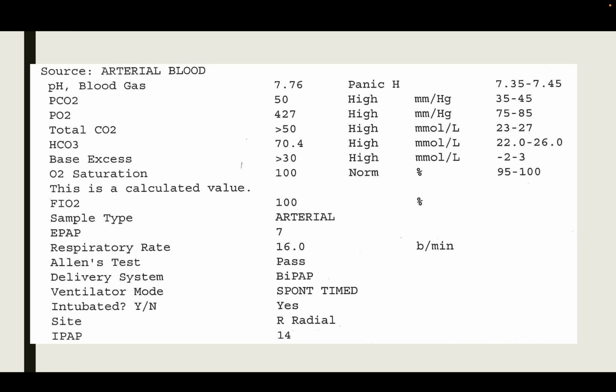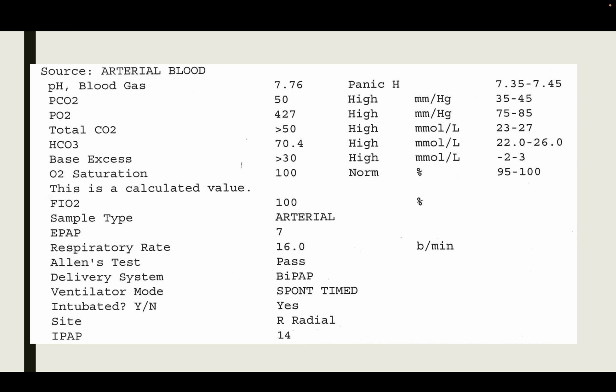So CO2 and bicarb are both high. They're both wonky. So which one's the culprit? Which one makes sense with that pH? The one that makes sense is bicarb. So my bicarb is high, and bicarb and pH move in the same direction. So as my bicarb goes up, my pH should go up. And that's what we're seeing here. Bicarb is 70, that's pulling the pH up to 7.76.